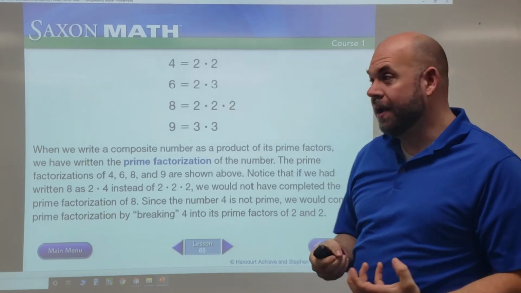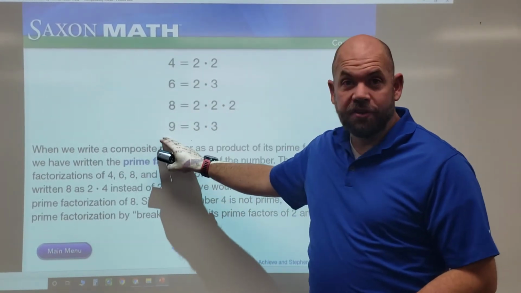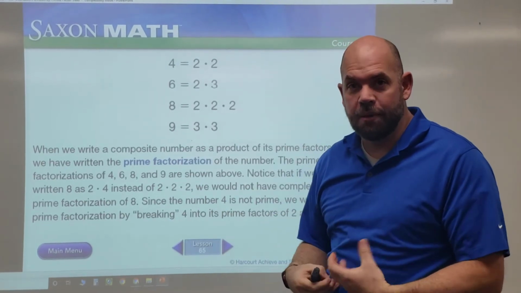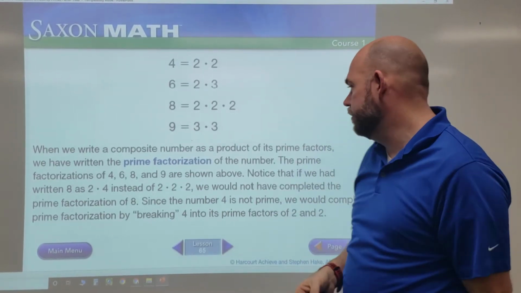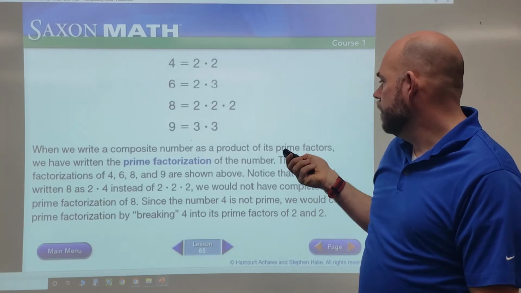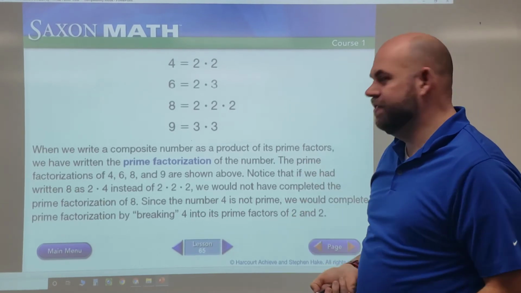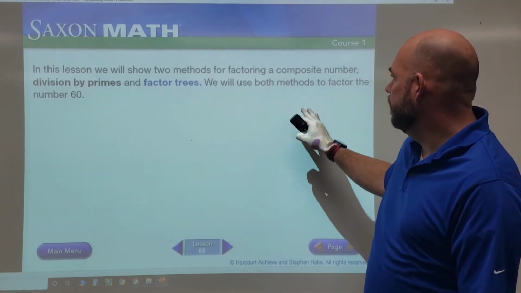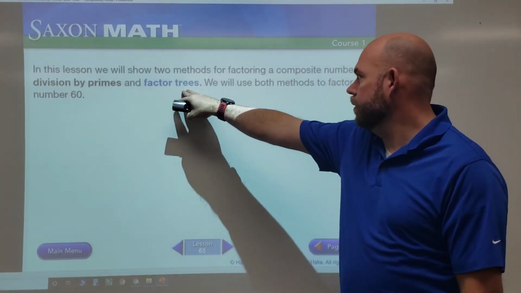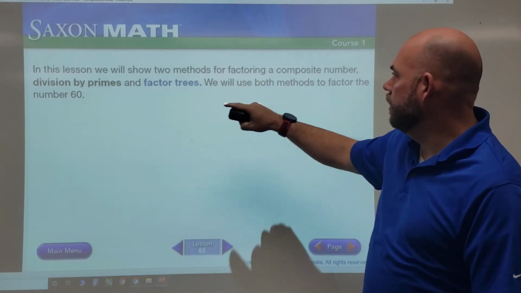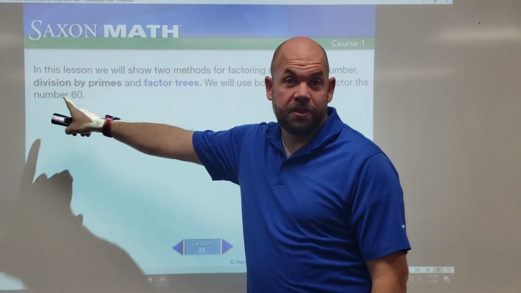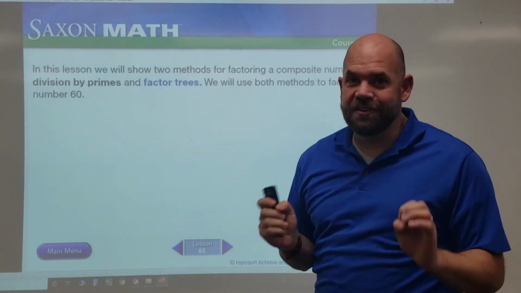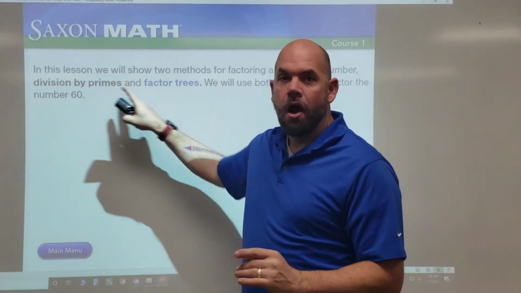And today we're going to practice taking a composite number and finding all the prime factors that go into that number. So we're going to look at two different ways to do that. We break it into its different prime numbers. We're going to start by stacking first and then we're going to do factor trees. So we're going to do division by primes and use a method called stacking, and then we're also going to look at factor trees.